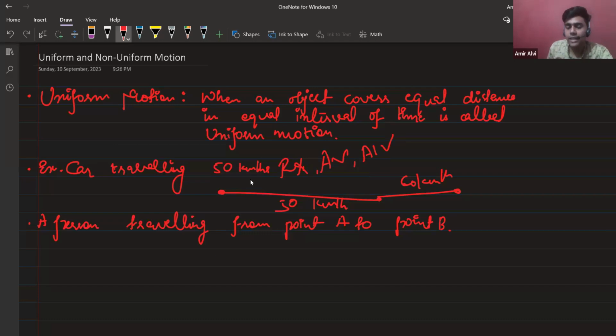But guys, you have missed one thing. When you say the car is traveling 50 kilometers per hour, you should also mention the time. 50 kilometers per hour is the speed, basically the magnitude of the speed. Did any of you mention that in the exam? Basically, the definition says that in equal intervals of time, there should be a mention of time as well.